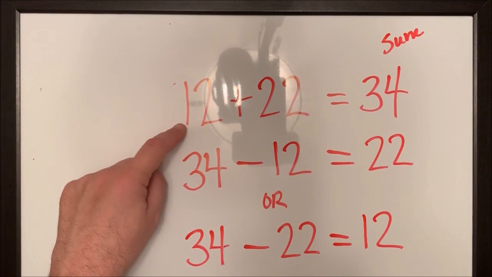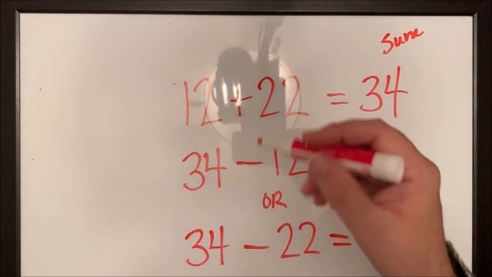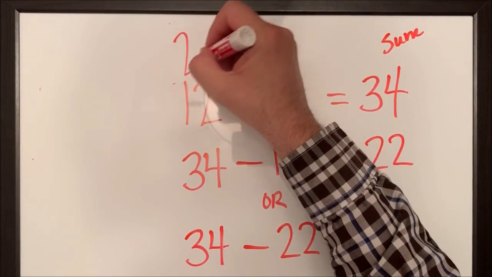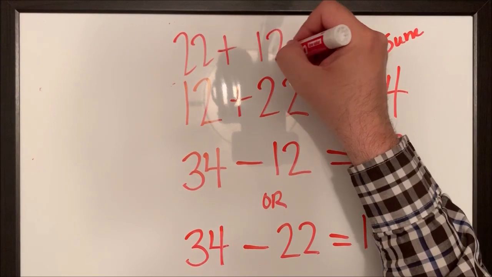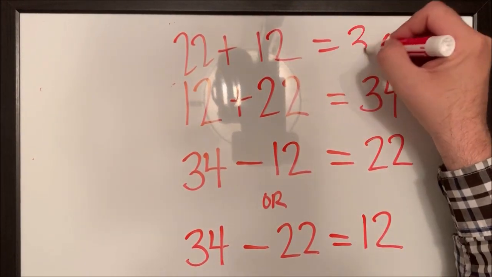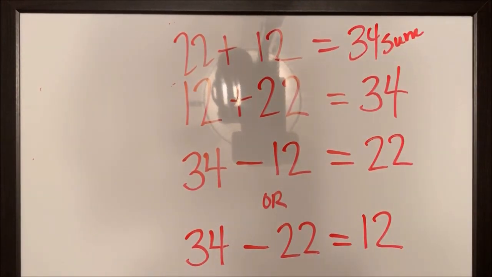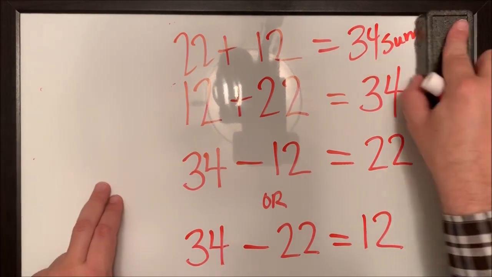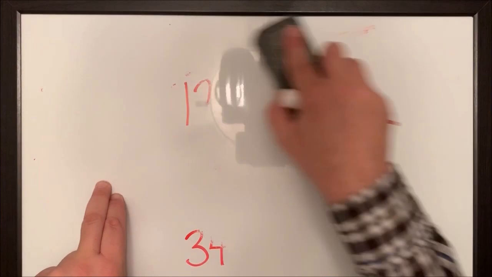Now if I have 12 apples and Mr. Priolo has 22 apples, we can switch sides. It doesn't matter because we're not adding apples, we're not taking away apples. So the sum is not going to change. We're just switching sides. Okay, let's just do one more to make sure you understand.